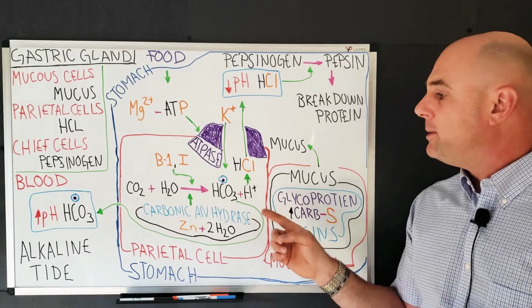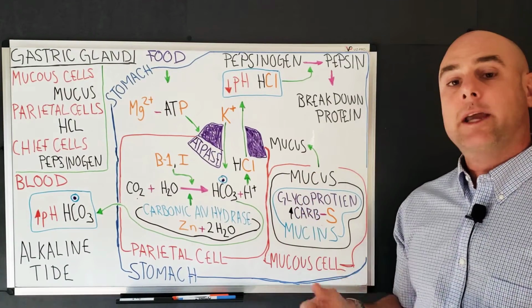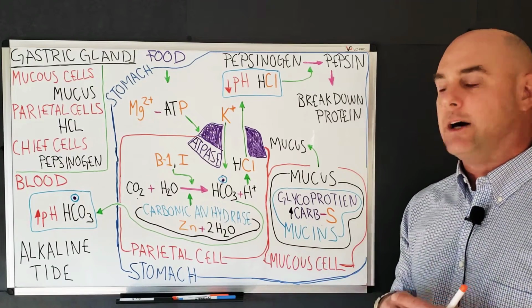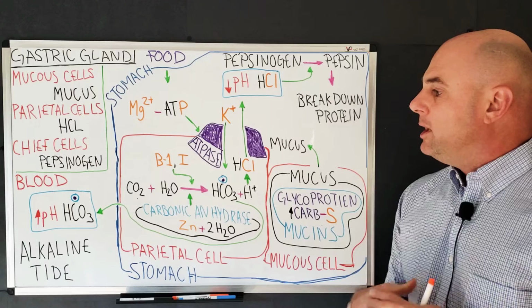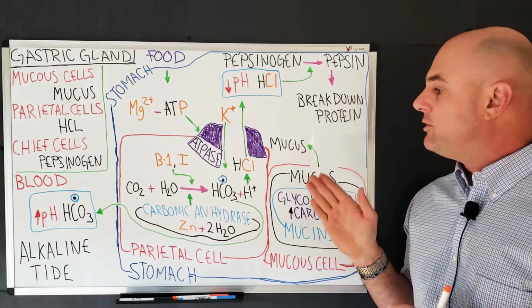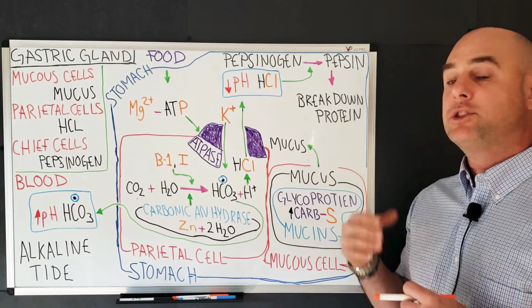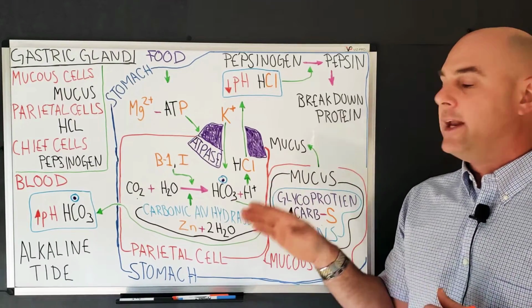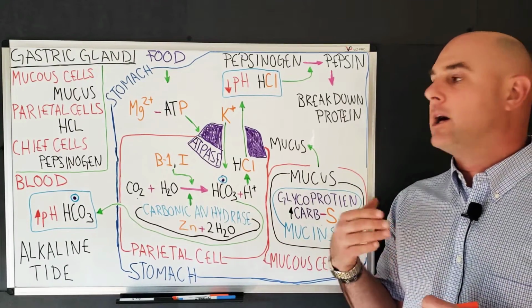Now, when this carbonate enters into the bloodstream, it causes the pH of the blood to spike, and that's sometimes called the alkaline tide. So you can see all the vitamins and minerals here that are used to make hydrochloric acid are also used to make this carbonate that actually causes our blood to become alkaline.